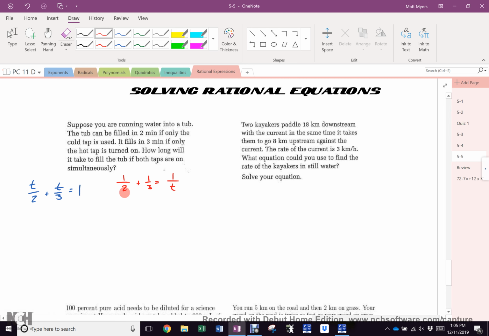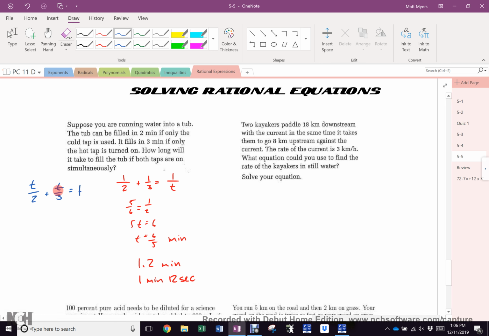So, of course, that is 5/6 equals 1 over t. 5t equals 6. T equals 6/5 of a minute. Right? So that's 1.2 minutes. Or, if you want to get really technical, 1 minute and 12 seconds. If you really want the best possible answer you could get.